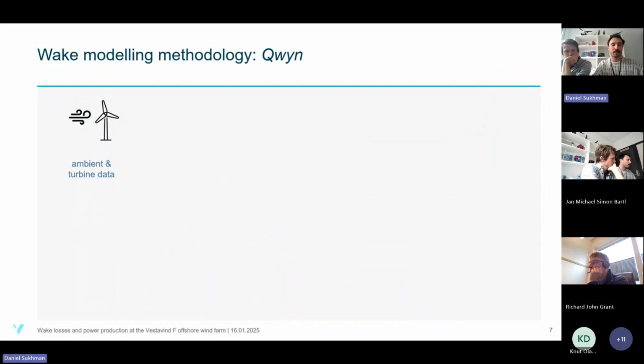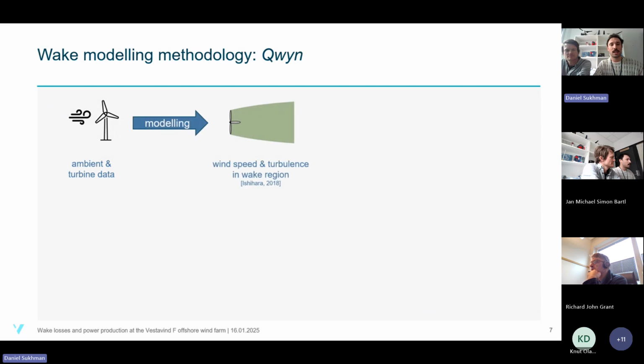Yeah. So now as for the methodology, we're using a steady state model. So it's low fidelity engineering models. We take in the ambient data from NORA3 and the turbine data we get from our reference research articles, and put them into our model and get the wind speed and turbulence in the wake region of a turbine. For those interested, we use the Ishihara model.